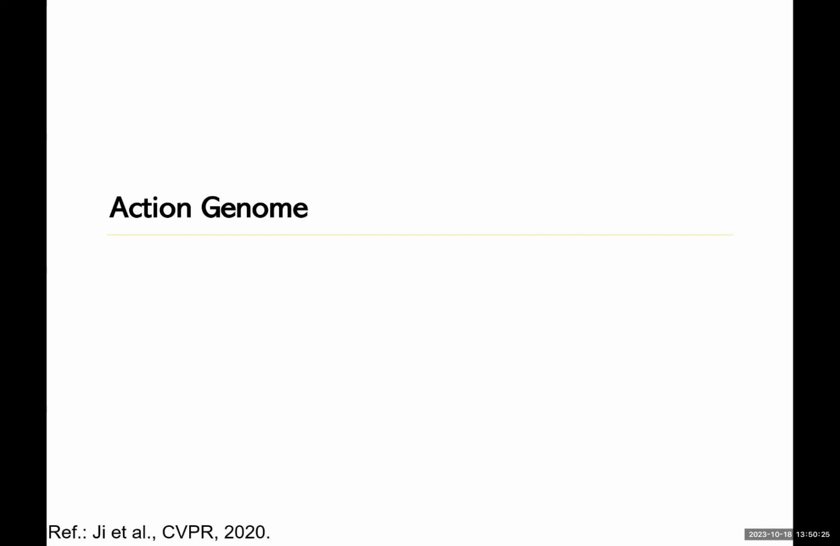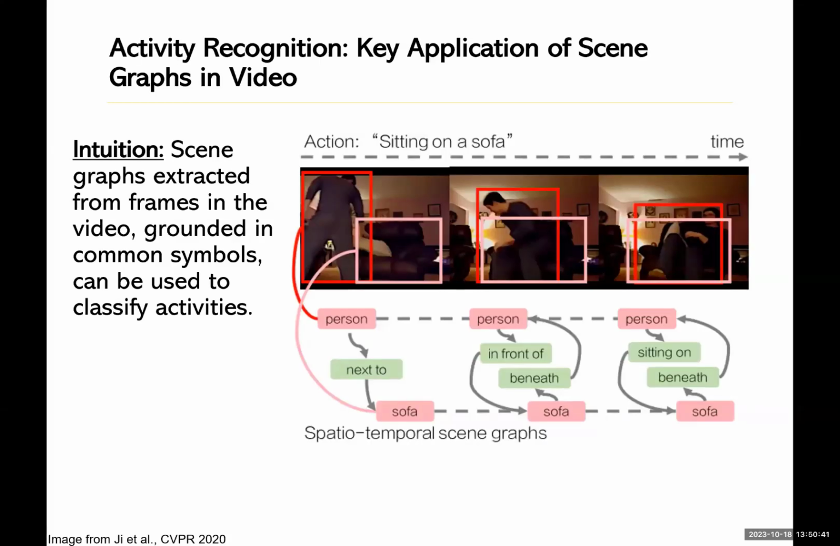So I'm going to talk about one of the data sets and use it as an exemplar. Action Genome is the video version of another popular data set called Visual Genome. And talking about this is not just about the data set, but also gives you a little bit of insight into the methods and difficulty of things.